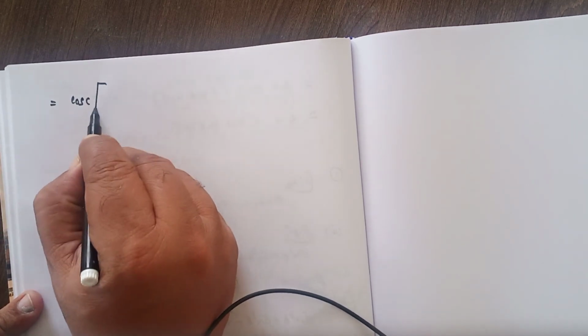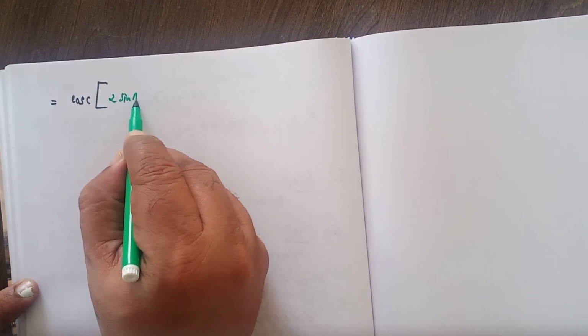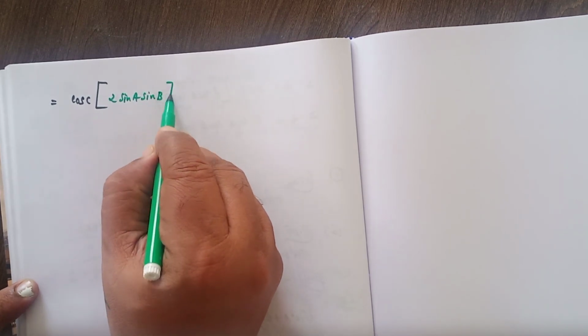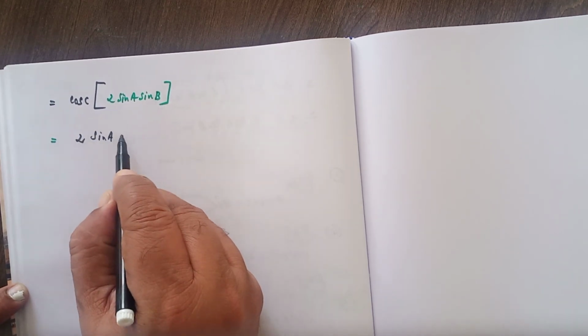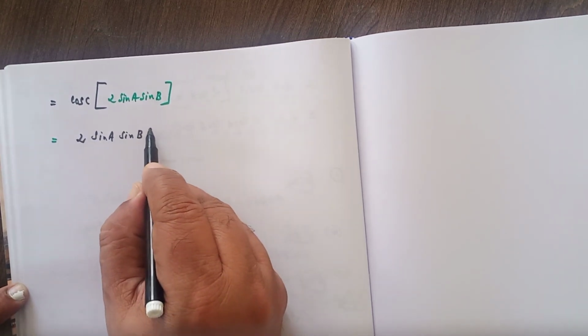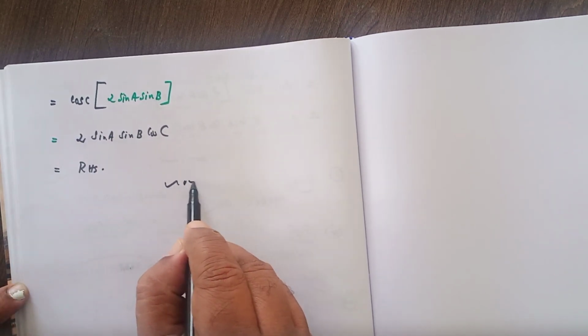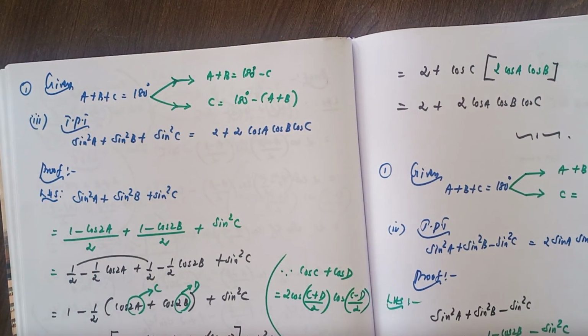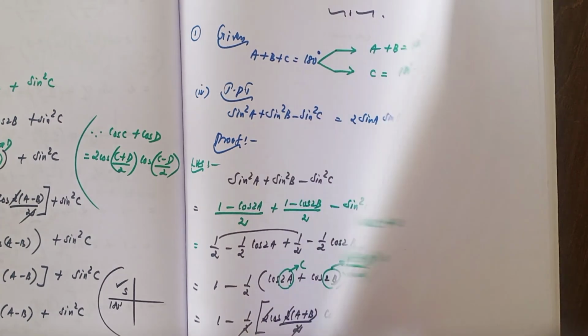That is equal to cos C into 2 sin A sin B. Write 2 first, then write the angles in order: 2 sin A sin B into cos C. That is equal to the RHS. Look at that RHS, 2 sin A sin B into cos C. Over.